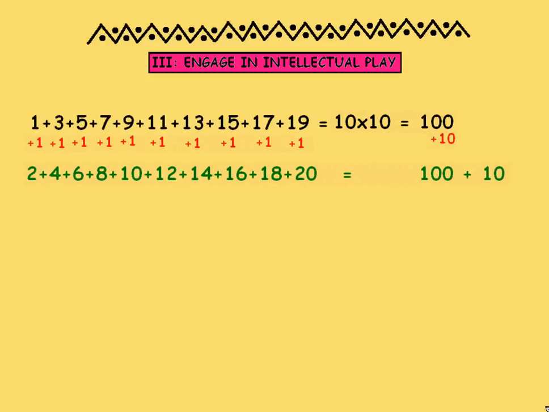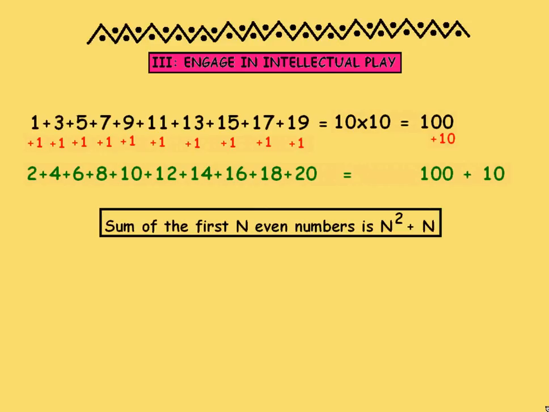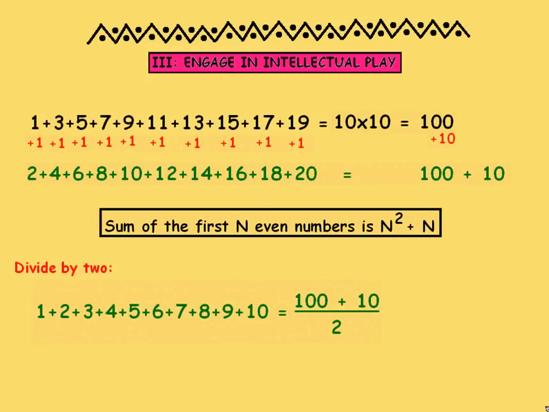In fact, I can see this is going to work in any case, any size sum of the first n evens. The sum of the first n evens is all the n odds, n squared, plus 1 added to each of the n odds, so it's n squared plus n. Great. I've got the sum of the first n odds, got the sum of the first n evens.